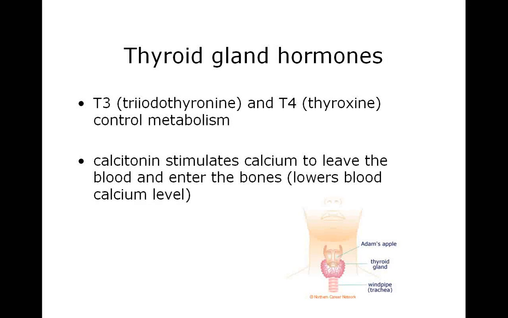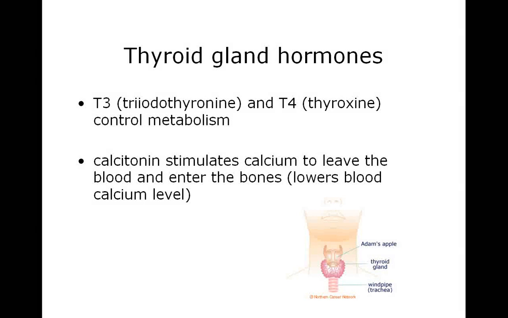T3 and T4 control metabolism. Metabolism refers to the chemical processes going on in the body. Maybe you've heard someone refer to somebody as having a fast metabolism. A fast metabolism literally causes a person to digest their foods faster, and they'll move faster. They don't seem to gain weight, even though they may eat a lot. A person with a fast metabolism may very well have a problem with the thyroid hormones.